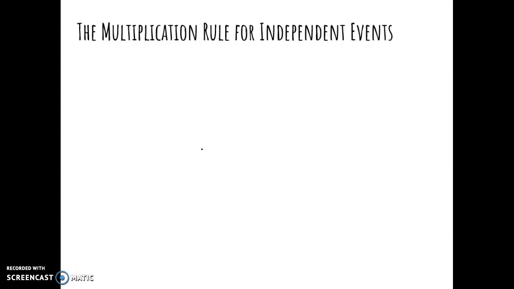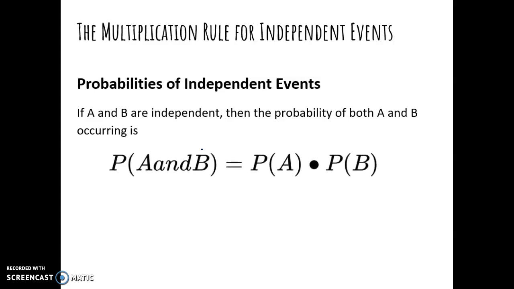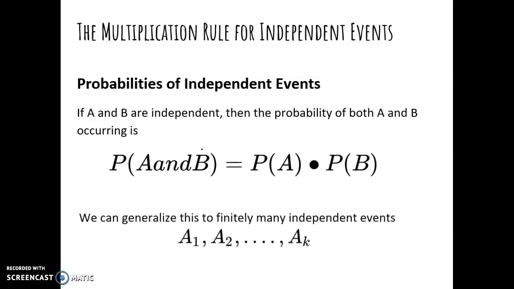Alright, so using what we've learned, we can form the multiplication law rule for independent events. If A and B are independent, then the probability of A and B occurring is just the probability of A times the probability of B. It's just multiplication. If you have more events, you keep multiplying.